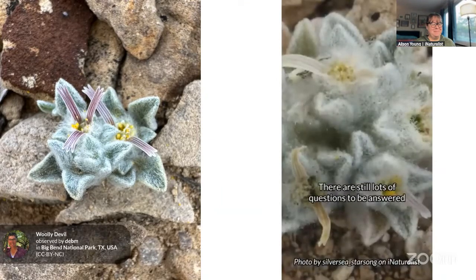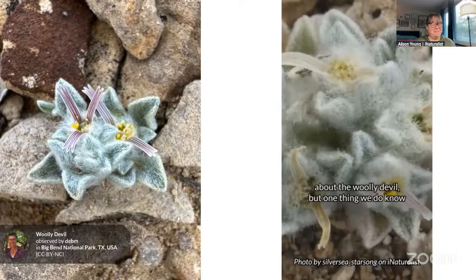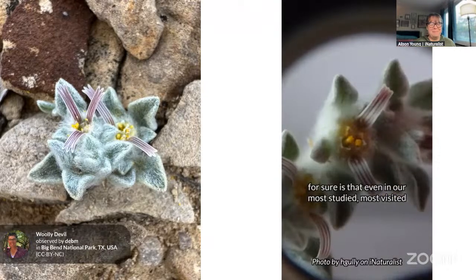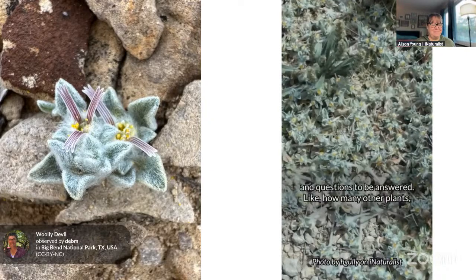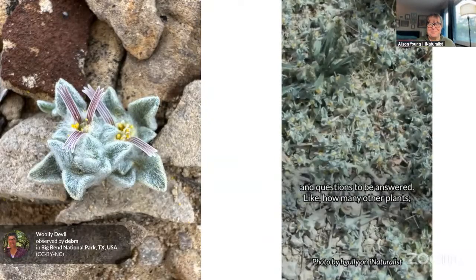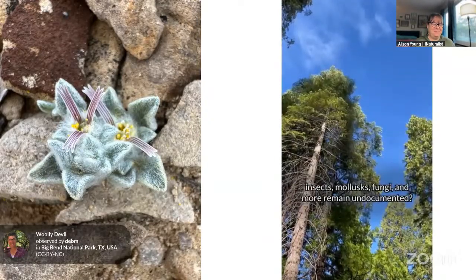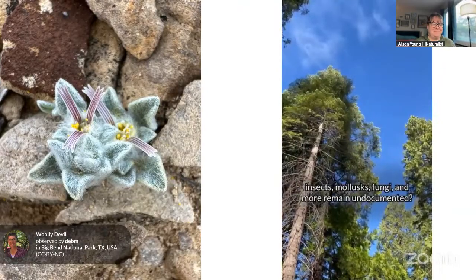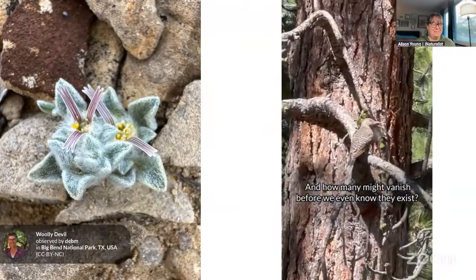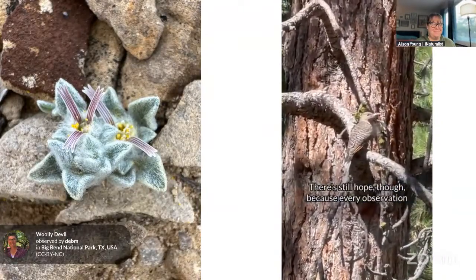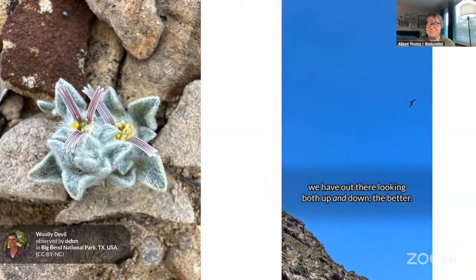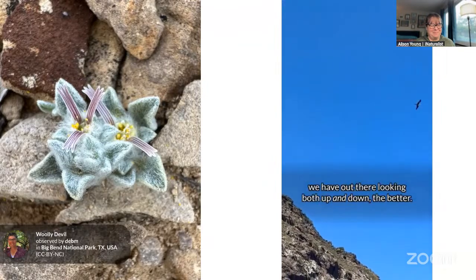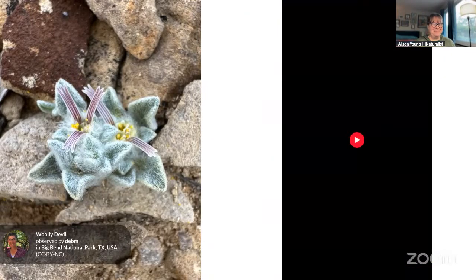There are still lots of questions to be answered about the woolly devil, but one thing we do know for sure is that even in our most studied, most visited natural spaces, there are still discoveries to be made, and questions to be answered. Like how many other plants, insects, mollusks, fungi, and even more still remain undocumented? And how many might vanish before we even know they exist? There is still hope though, because every observation shared on iNaturalist brings us closer to answering these kinds of questions. And the more community scientists we have out there looking both up and down, the better.